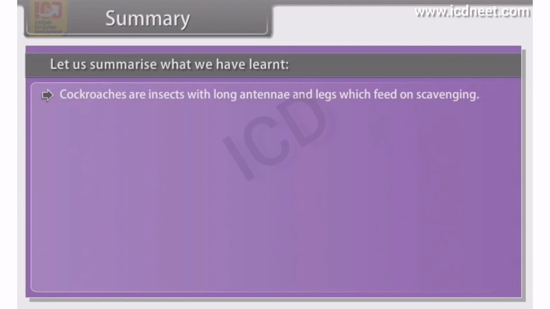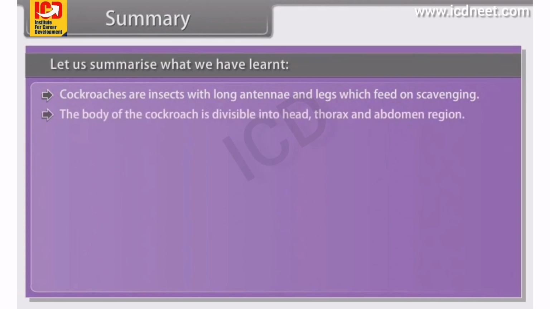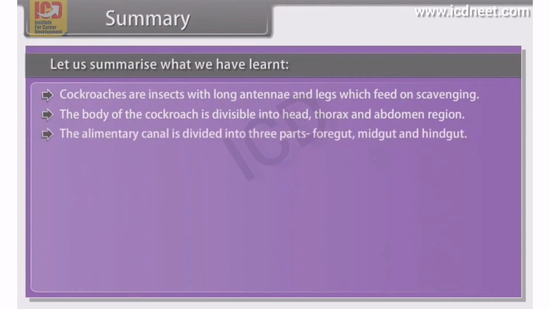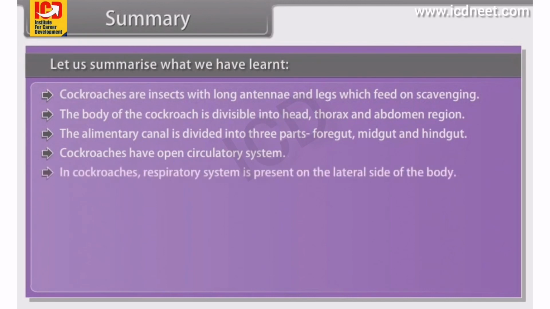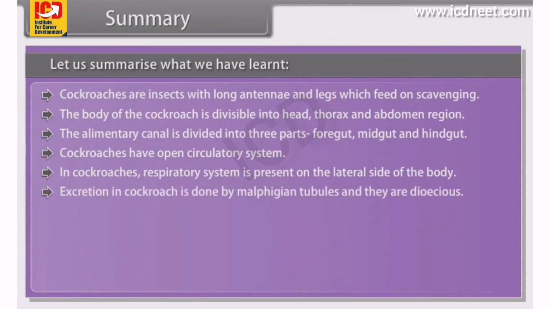Cockroaches are insects with long antennae and legs which feed on scavenging. The body of the cockroach is divisible into head, thorax and abdomen region. The alimentary canal is divided into three parts: foregut, midgut and hindgut. Cockroaches have open circulatory system. In cockroaches, respiratory system is present on the lateral side of the body. Excretion in cockroach is done by Malpighian tubules and they are dioecious.